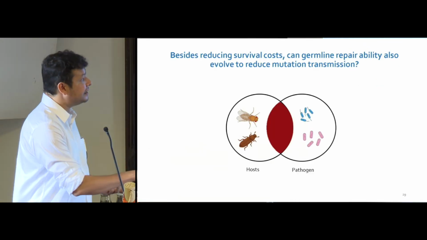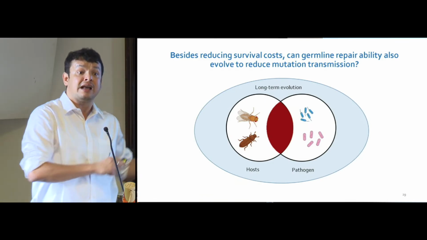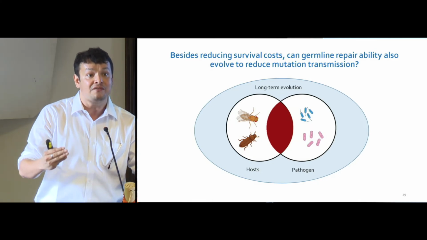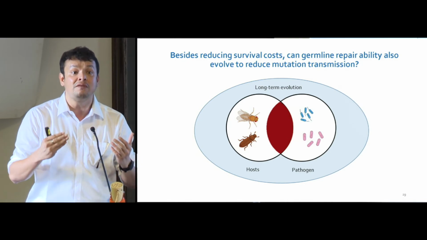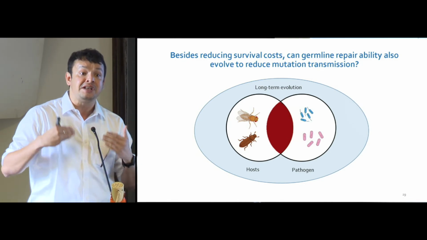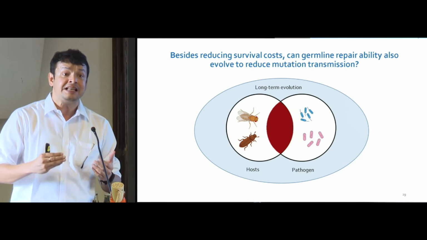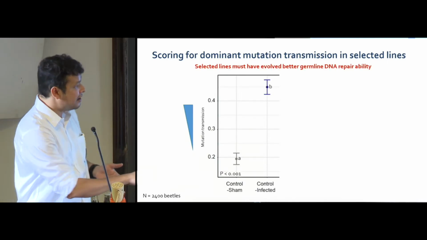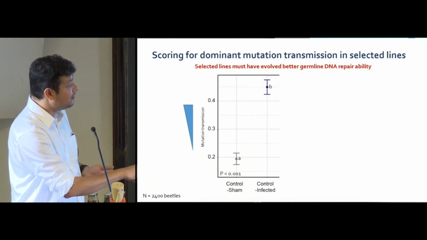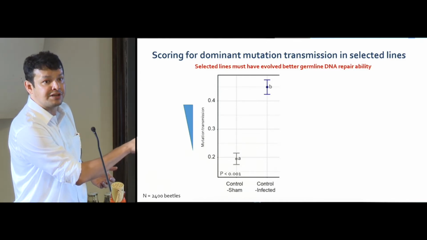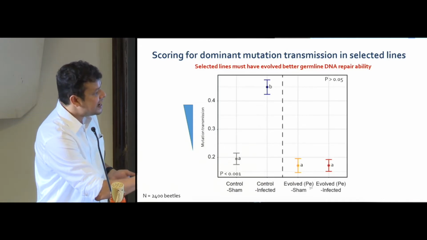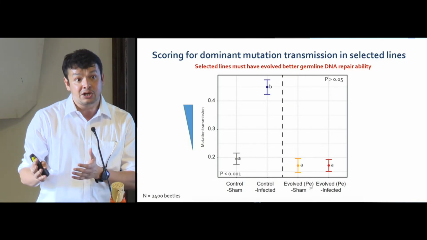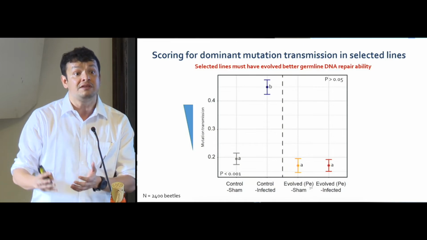What we found, interestingly, is that in the same evolution lines that I have been talking to you about, while they have been evolving to reduce the survival costs of infection, the beetles have also evolved a better germline repairability. And they are now transmitting a lesser amount of mutation. This is exactly the data I'm talking about. This is the typical thing that we would expect. If it is a sham infection, the control lines, if you infect them, show a very high rise of mutation transmission in the next generation, but when they evolve, even after being infected, the mutation transmission has not gone up. So this suggests that besides evolving the immune system, organisms are also evolving their germline repairability.